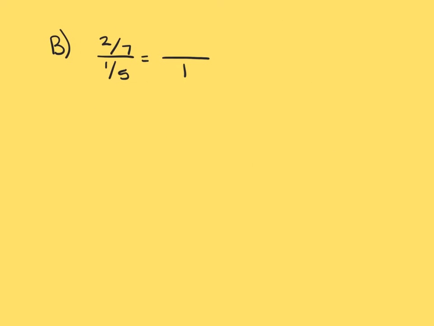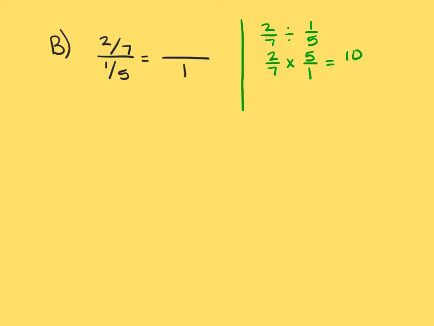For our next problem, we have 2/7 divided by 1/5 equals blank over 1. So once again, we can divide both the numerator and denominator by 1/5, which will give a denominator of 1, and the numerator will be the result of that dividing. So we have 2/7 divided by 1/5. We're going to change this to a multiplying problem. 2/7 times, flip our fraction, 5/1.